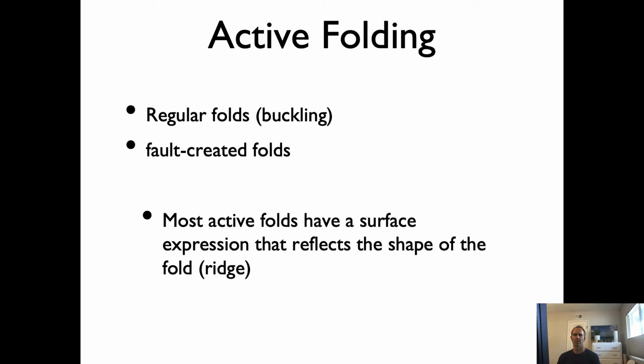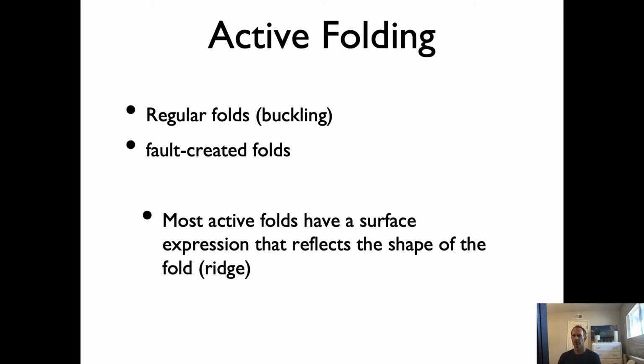For the purpose of this lecture, I'm going to characterize folds into two different categories. You have what we call regular folds, which is also called buckling, and that's where you have shortening of the Earth's crust and some layers within the stratigraphy are being shortened and are folded as a result. No faults need to be involved in this. And then we also have folds that are directly related to some underlying fault, and that's typically what we call active folding.